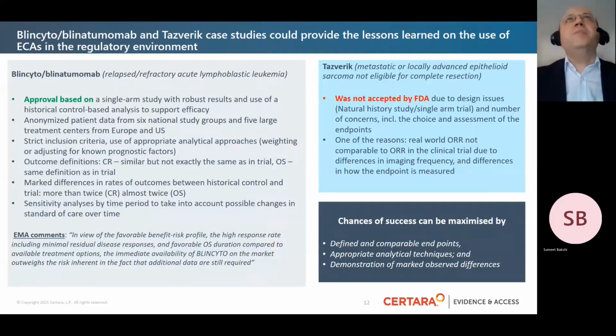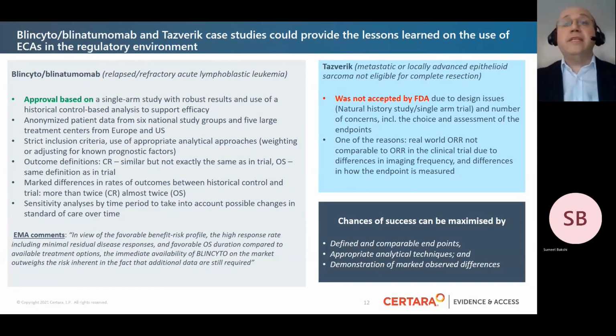The following few slides will provide some of the examples which were both published in the literature and also examples from our own experience, to identify some key success factors which will maximize the success of studies using external control arms, and also some lessons learned. For example, in this slide, the example of Tazverik in Blissito. Tazverik is a drug aimed at metastatic or locally advanced epithelioid sarcoma, not eligible for complete resection.